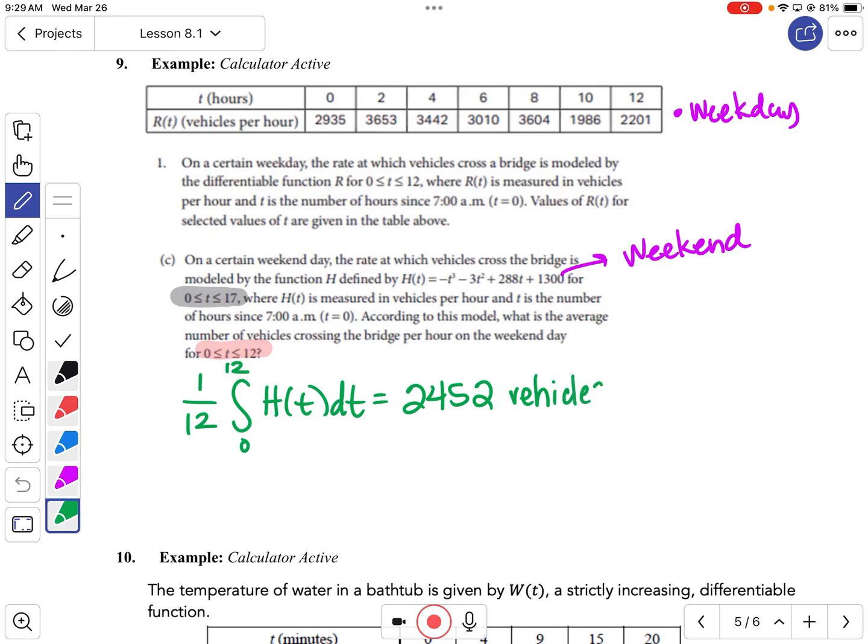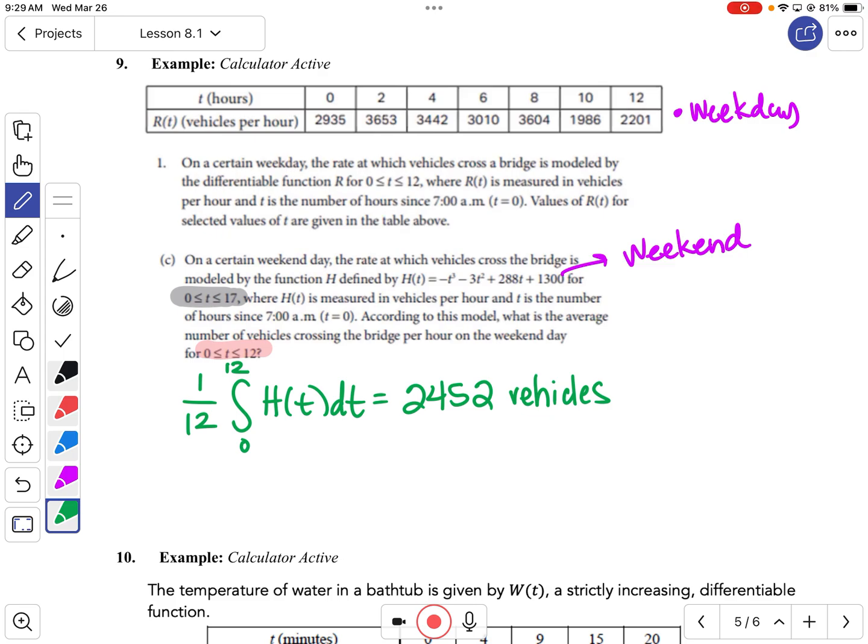vehicles. Okay. How many are crossing? About that many. All right. Question about that one. So when it's calculator active like that, that's what they want you to do. They do not want you to do it by hand. They want you to plug in the function, right, and use your calculator to do it, right?